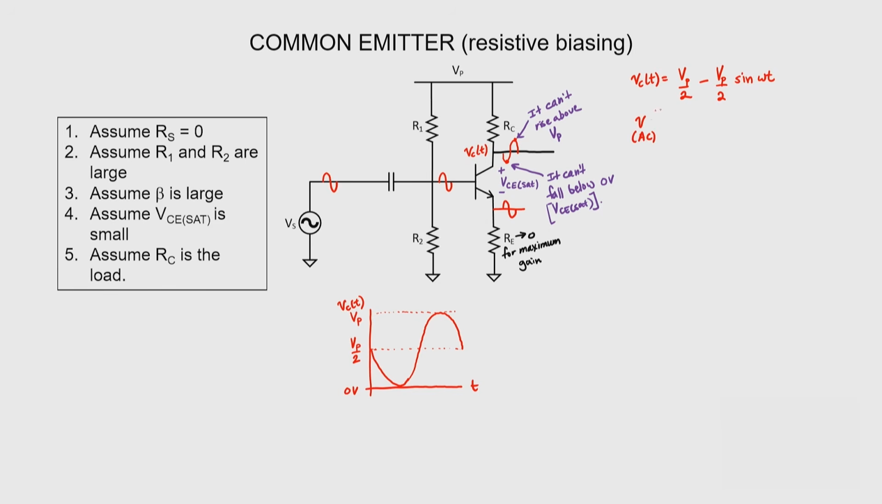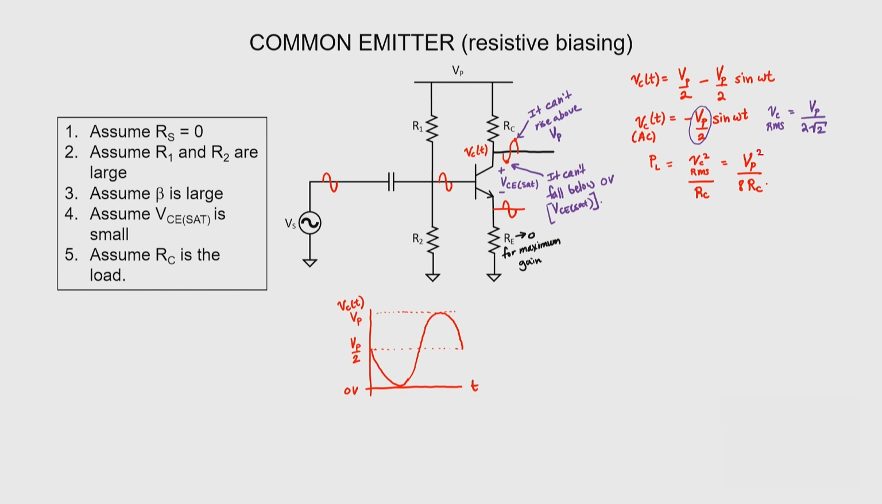Let's then just write an expression for the AC portion of the collector voltage. So it's just the second half of this expression. I see the amplitude right here, so I can identify what the RMS collector voltage is. I just need to divide that amplitude by the square root of 2. The power delivered to the load, which in this case is RC, is the RMS voltage squared divided by the load resistor. So if we square this expression here, we wind up with 8 in the denominator, along with our RC.